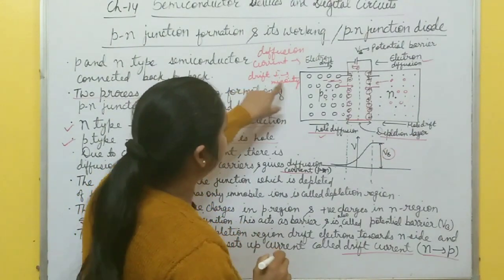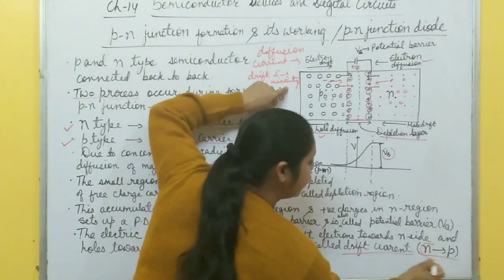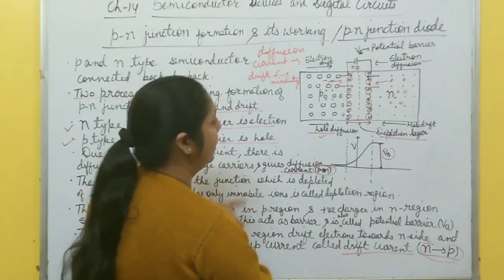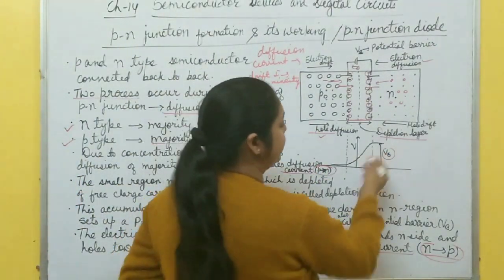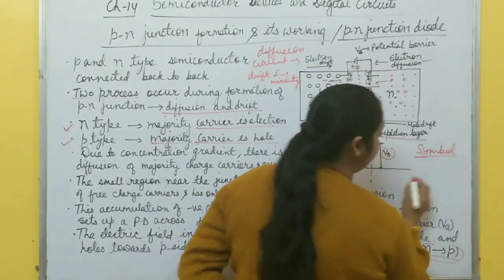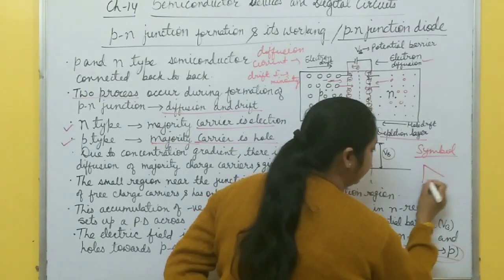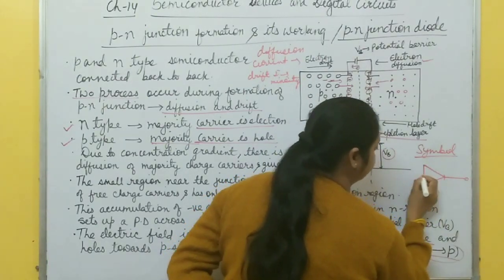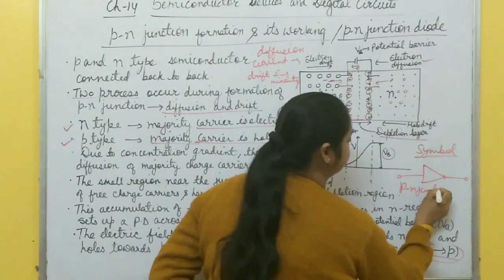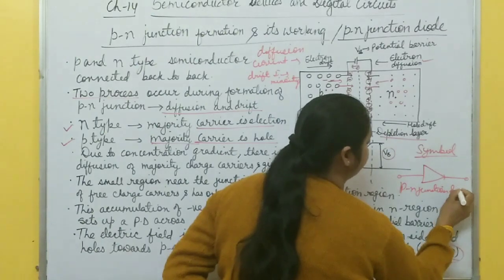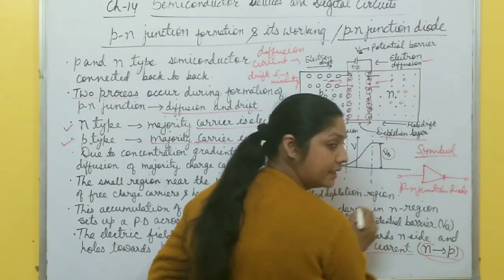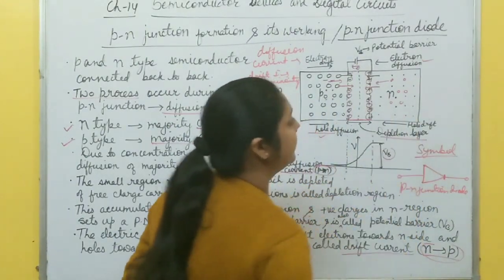The direction of this drift current is from N to P and the direction of this diffusion current is from P to N. What is the symbol for this PN junction diode? The symbol of this PN junction diode is like this one. This side represents P and this pointed end represents N, and this is the symbol for the PN junction diode.